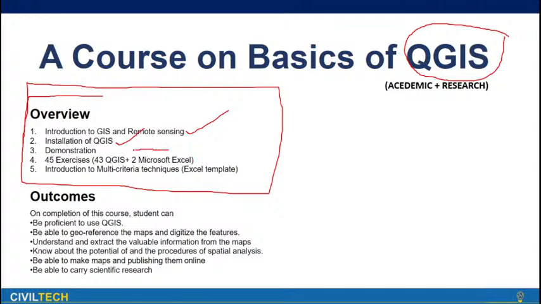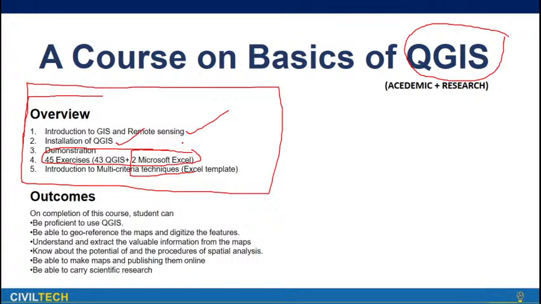GIS just gives us the output, but you need to do some analysis later also, for which the techniques in Microsoft Excel are required. So these 45 exercises are differentiated into two things. One is QGIS exercises, and we even train you on Microsoft Excel in the last lecture. And at the end we teach you a few multi-criteria techniques, especially for the MTech people, so that you can publish scientific studies. We teach you the Analytical Hierarchy Process and the TOPSIS technique.